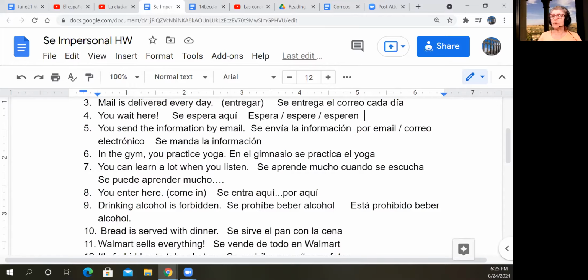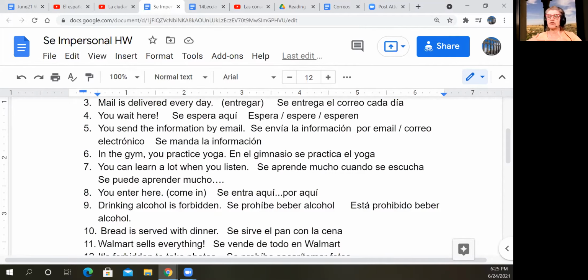Mm-hmm. I have seen that written. I have not really heard people say it that way a lot. Con niños. Con niños. ¿Que esperan aquí? Sí. Maybe with que esperan aquí. Esperan aquí.